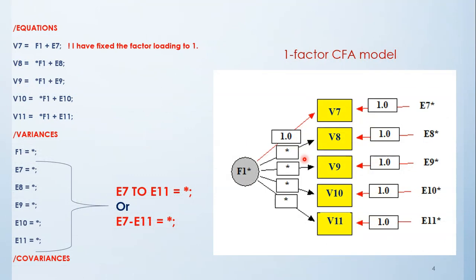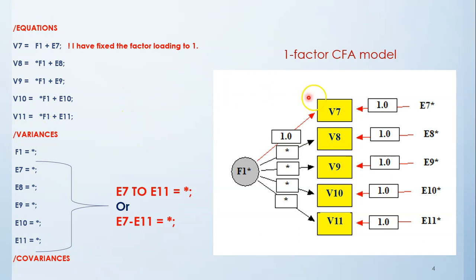Okay, this is our first example, which is a one-factor CFA model. Here we have 4 factor loadings, 5 error variances, and also 1 factor variance as free parameters to be estimated, and also all the other parameters have been fixed to 1. Now to specify the models in EQS, we use 3 keywords, which are /equations, /variances, and /covariances.